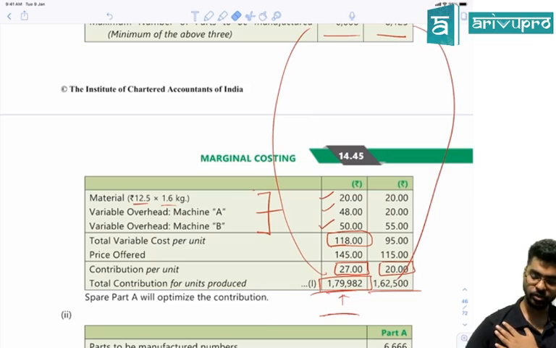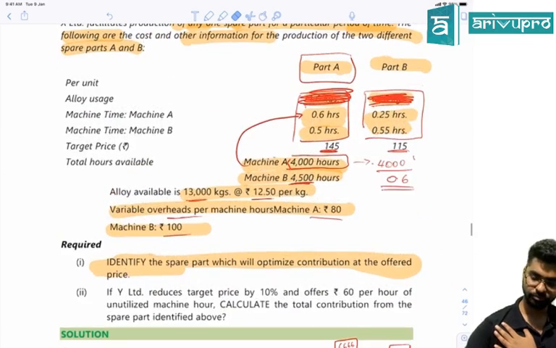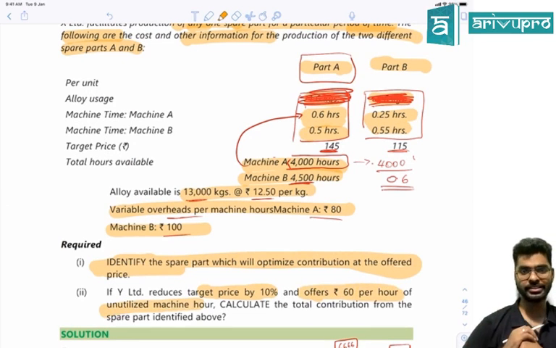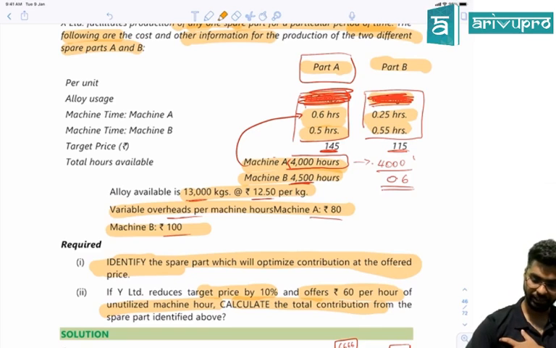If Y reduces the target price by 10% and offers 60 per hour for unutilized machine hour, calculate the contribution. What are they saying? They are trying to reduce the selling price by 10. That means each of it will be reduced by 10 percent. That is the first one. And offers 60 per hour of unutilized machine hour. Guys, see here.